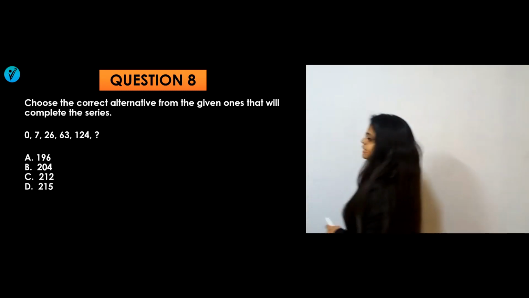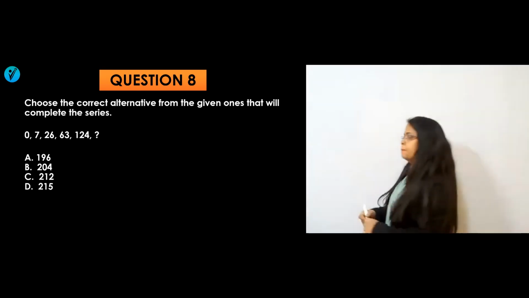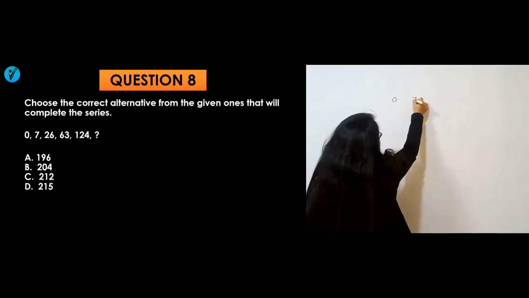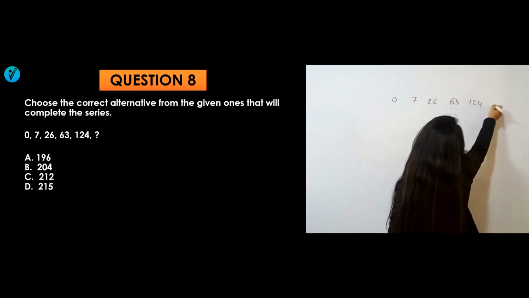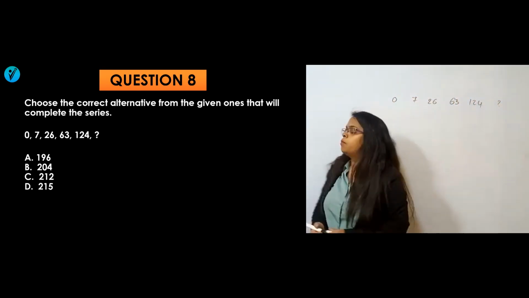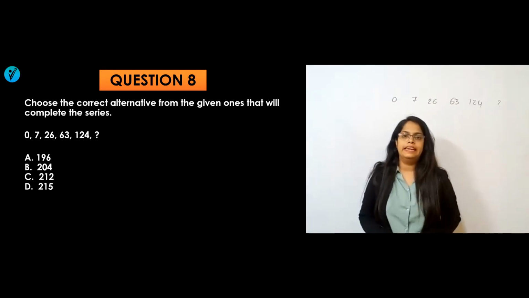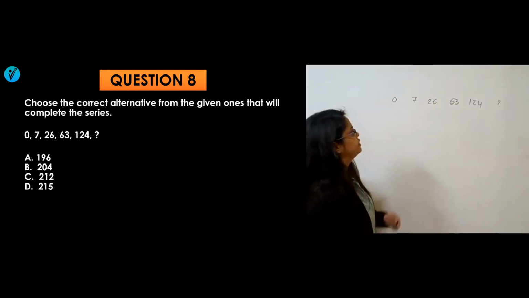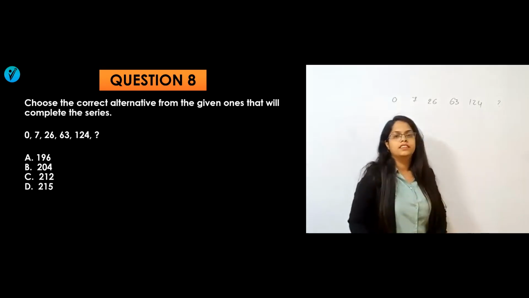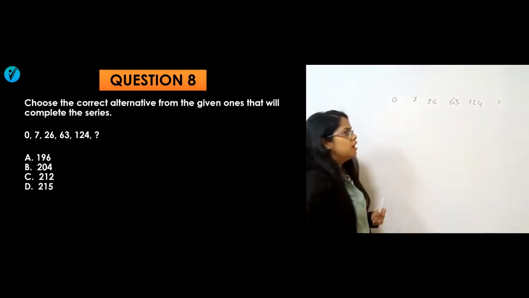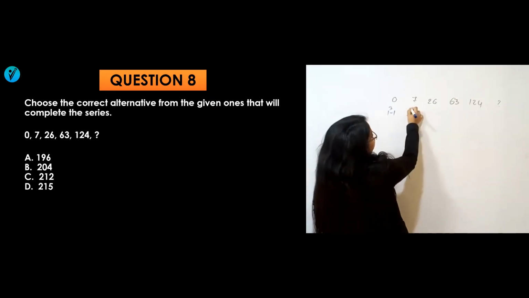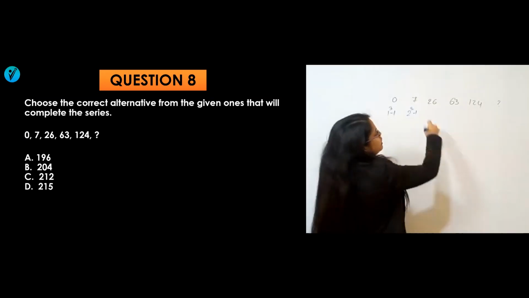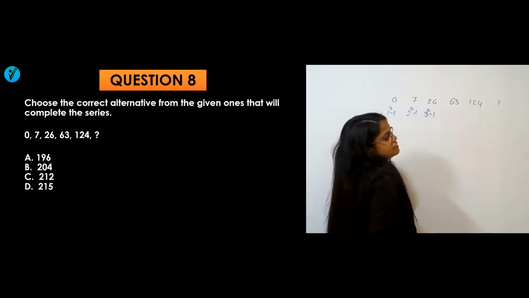Next, question number 8 is on the series. So a simple series is there: 0, 7, 26, 63, 124, question mark. If you have observed this series, all the numbers in this series are nearer to cubes. How? Let's say this is 1 cube minus 1. 2 cube means 8 minus 1. 3 cube means 27 minus 1.